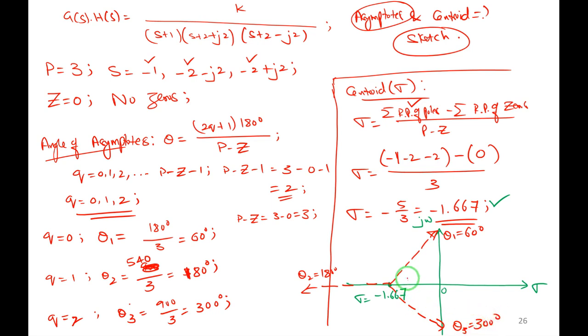You can observe here, from here to here, this line is 270 plus something, angle 300, right? I hope you are getting it. This is 60 degree, this angle is 180, this angle is 300. Measure it, right? Okay, roughly I have drawn. So this is the sketch indicating the asymptotes and centroid.